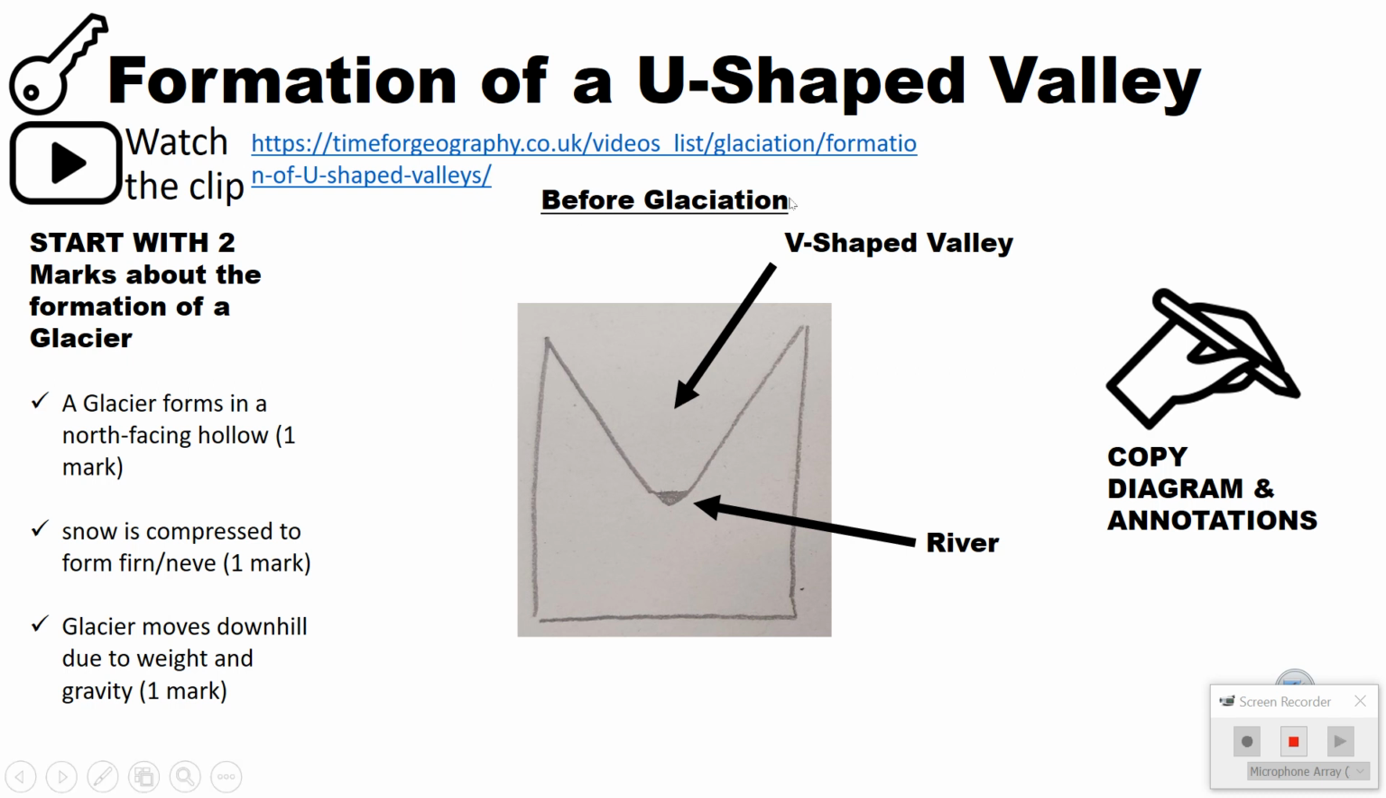So we've got no glacier there whatsoever at the moment. And what happens is we have a period of cooling and glaciers start to form. How does a glacier form? Remember, that's your first 2 marks you get for every feature of erosion question or landscape of erosion feature. So for a corrie, for a U-shaped valley or any other features that go with it, a glacier forms in a north-facing hollow, 1 mark. Snow is compressed to form firn and névé, and a glacier moves downhill due to its weight and gravity. That gets you those first 2 marks, and this can even get you an extra mark, so it's possible 3 marks. Your first diagram is showing that it's just a river just now, and the valley shape is V-shape. So it's part of your progression. You need that diagram.